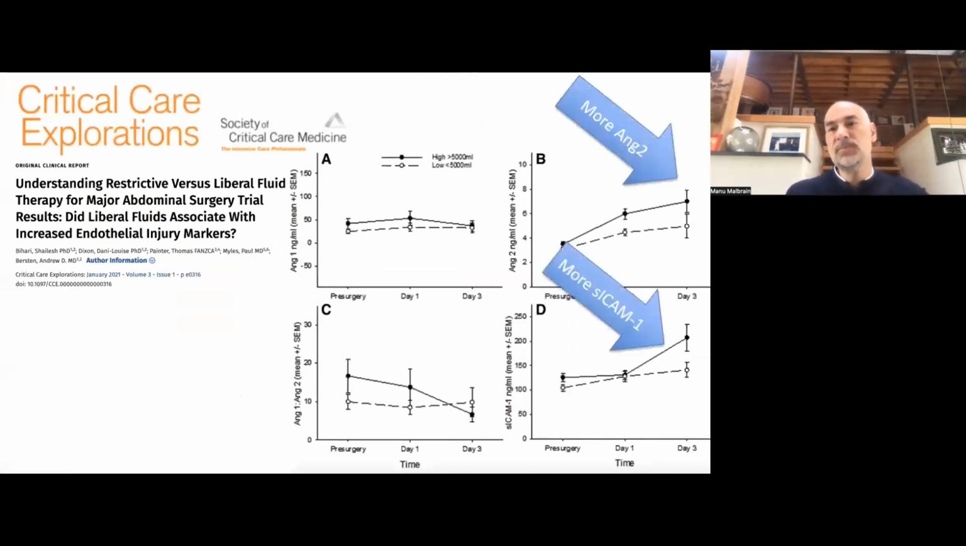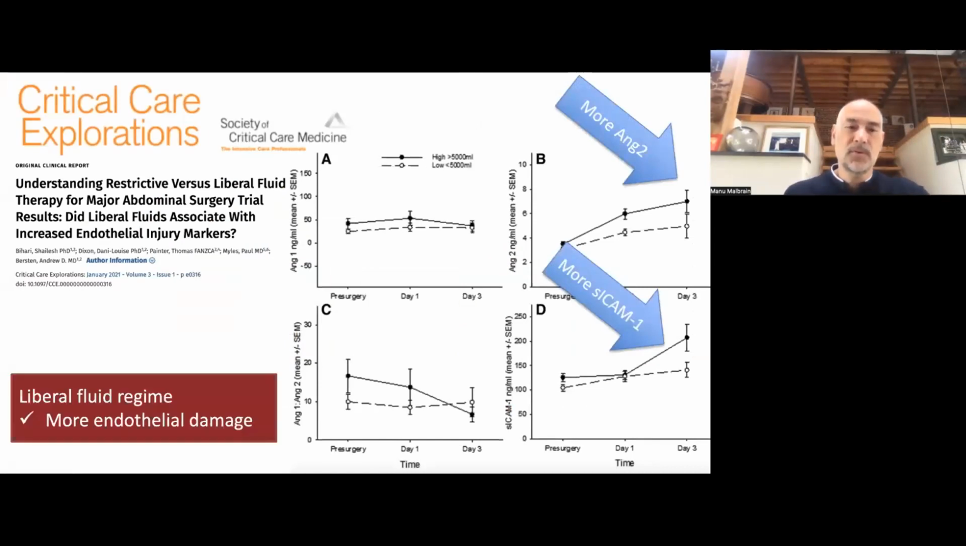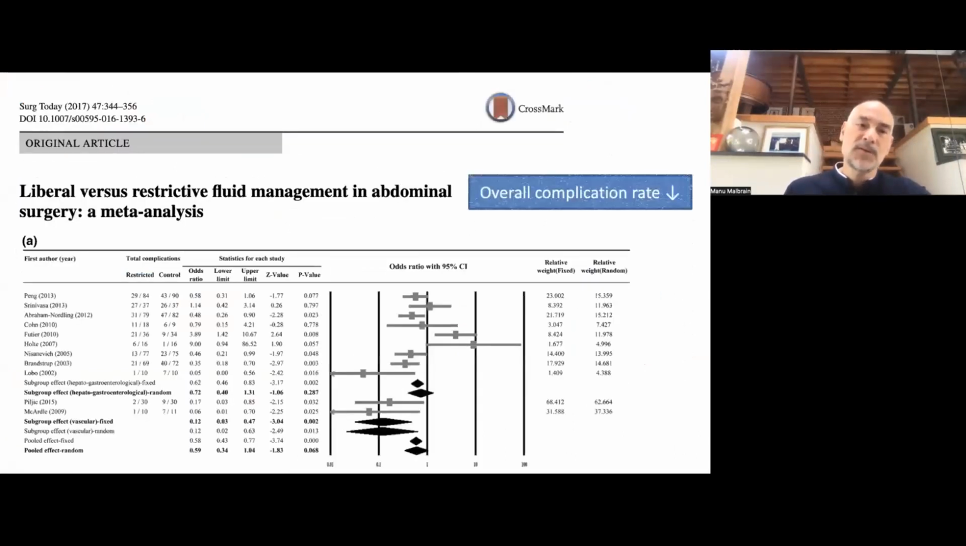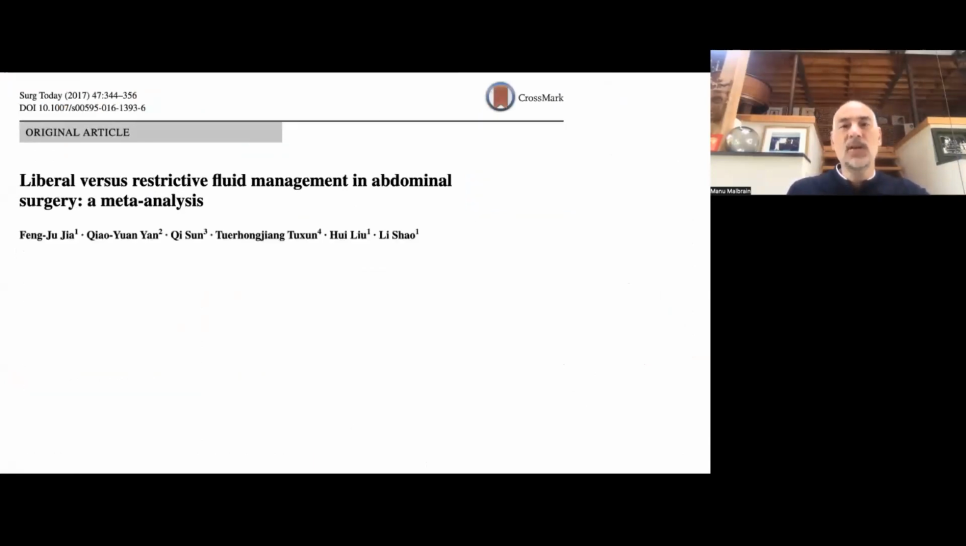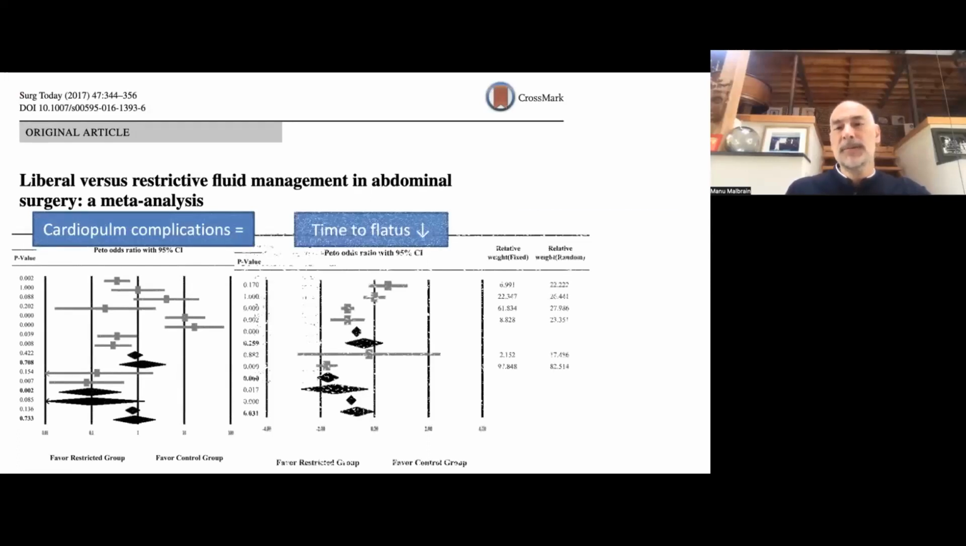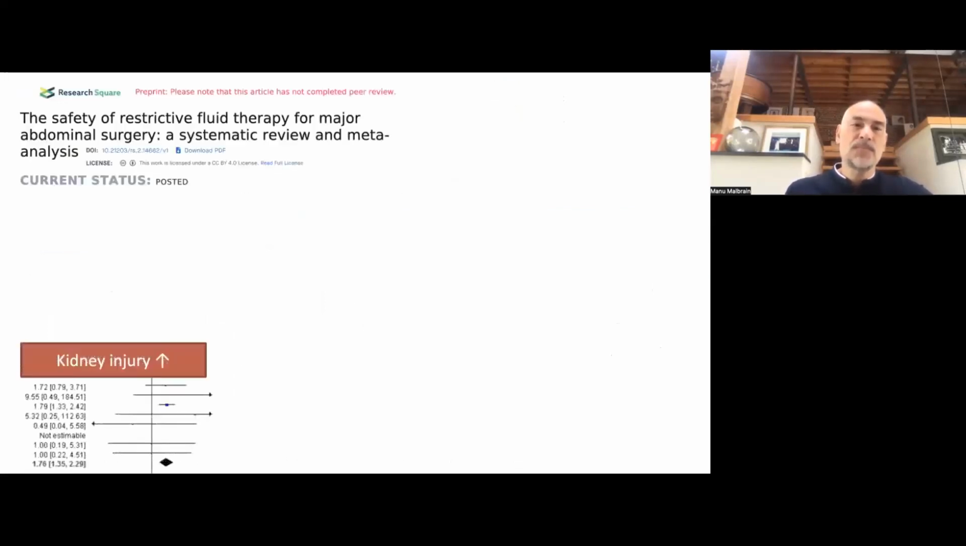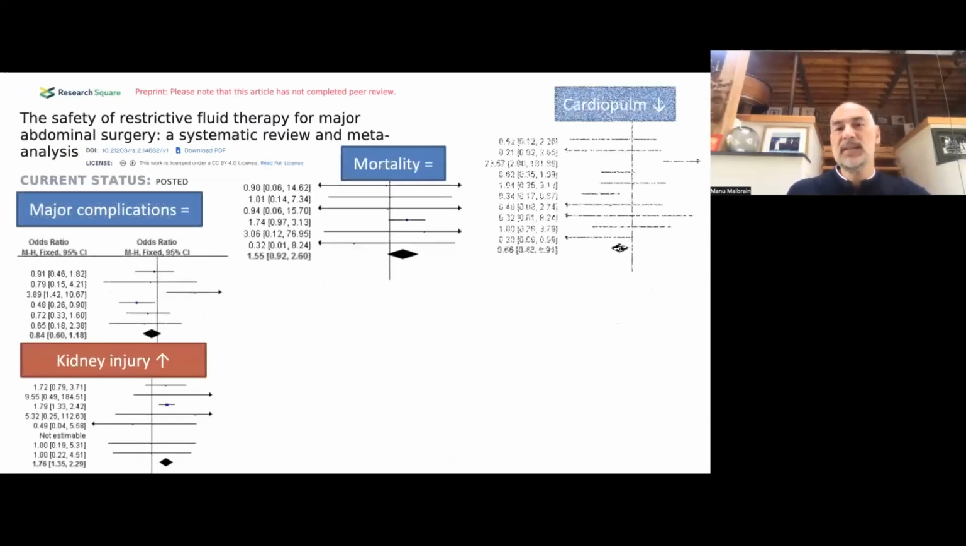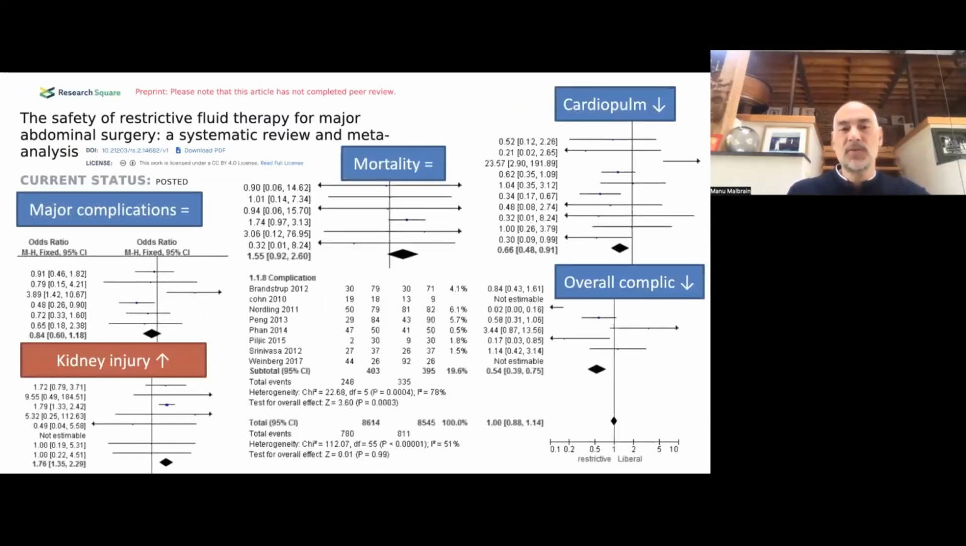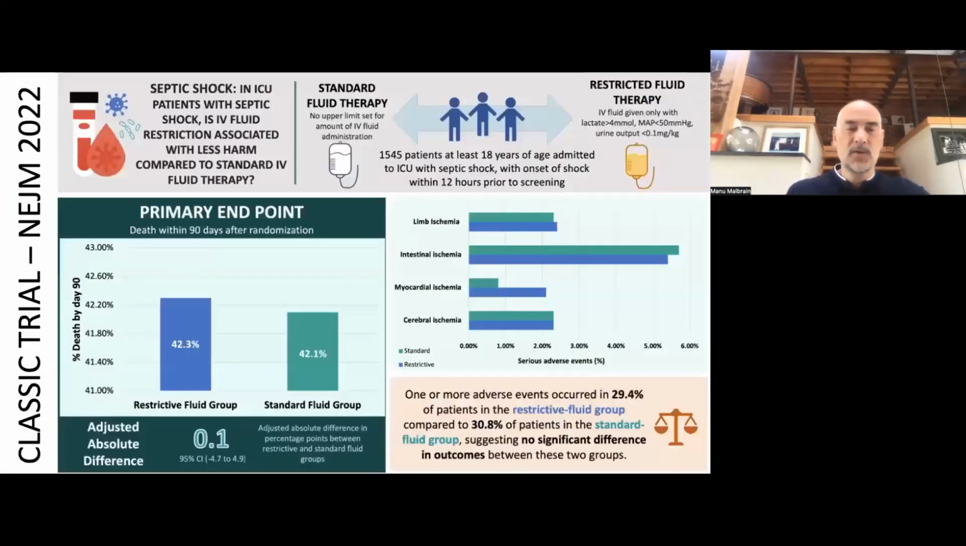Is there any other data? Well, it may be that fluid overload may cause more endothelial damage, so initially the healthy and the sick capillary. Looking at some meta-analysis results, it's the same signal. Overall complication rates are less with restrictive, and it seems to be better with respect to length of stay and resolvement of ileus after abdominal surgery. Another meta-analysis, again abdominal surgery, you see fewer complications. There may be an increased signal for AKI, but overall complications are less.